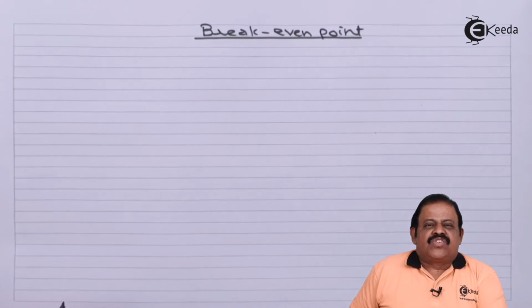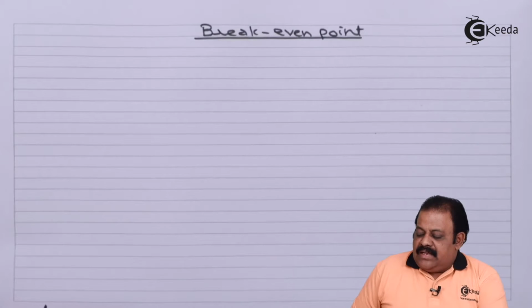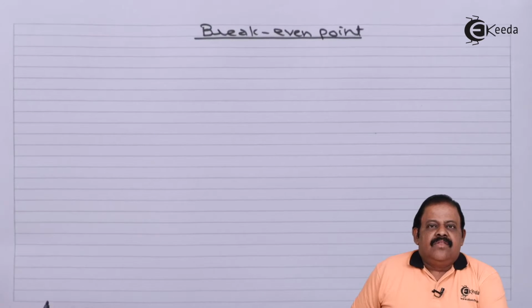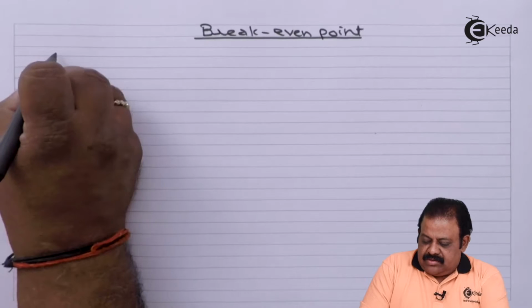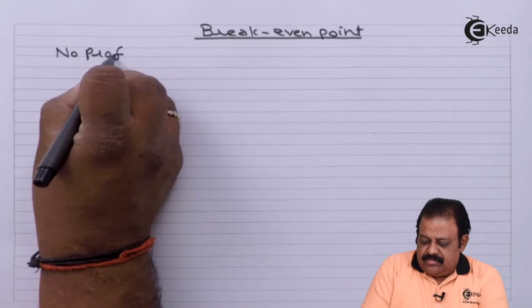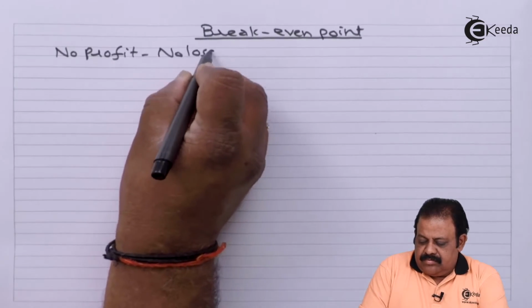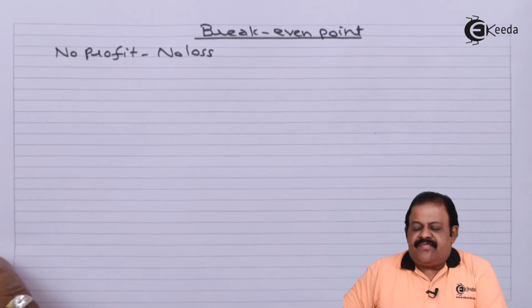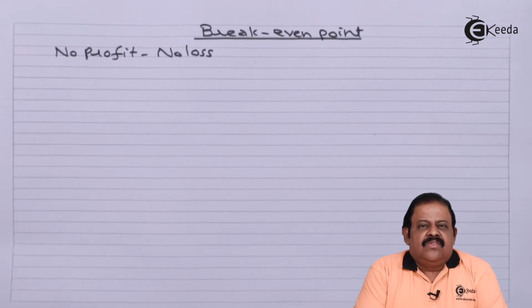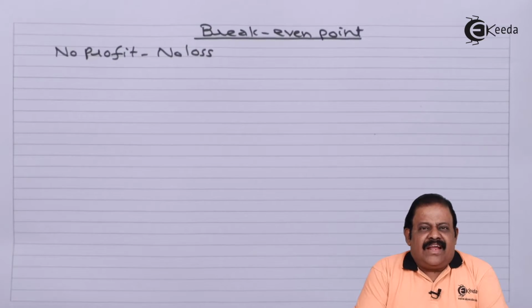The next concept associated with marginal costing is break-even point. Now what is break-even point? Break-even point is a point where the manufacturer will not have profit, he will not have loss. It is a situation of no profit, no loss. Now what is the benefit of knowing break-even point? If you know the break-even point, you can plan your sales to avoid losses.